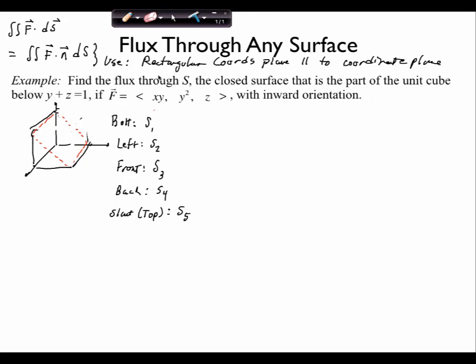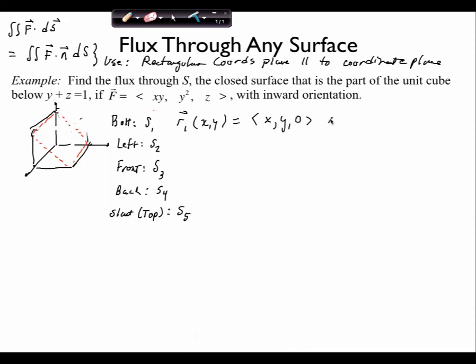So S1 is the bottom. How are we going to parameterize that? We'll call that R1. What variables should we use to parameterize S1, the bottom surface? What two variables will help us get all the points on that bottom? X and Y. And what will the parameterization be? He wants X, Y, 0. Agree? Yep. Let X be X, let Y be Y. All the Z coordinates are 0 on that.